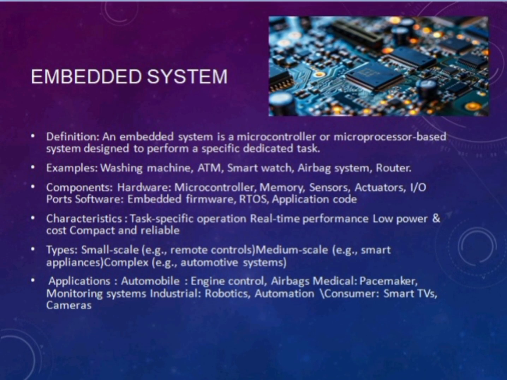Now, coming to embedded systems, an embedded system is basically a combination of hardware and software designed to perform a specific task. For example, washing machines, ATMs, and routers are all embedded systems. They usually have a microcontroller, some memory, sensors, and output devices. They are small, reliable, and perform real time operations in the real world.